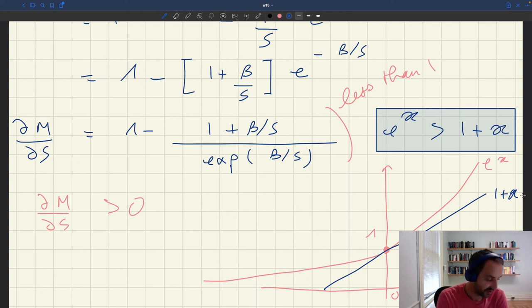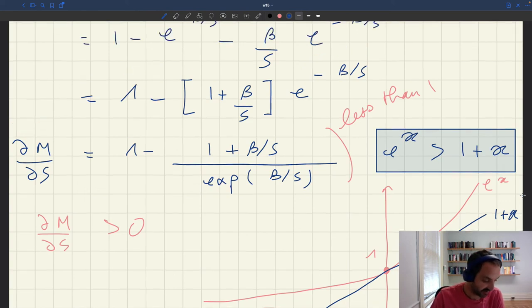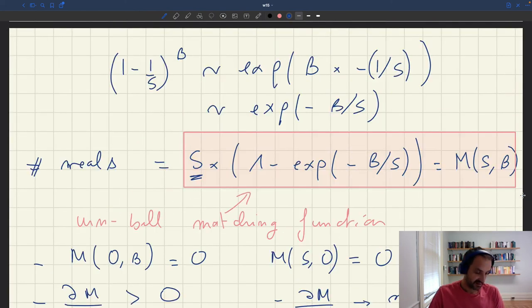And so that allows us to get the properties of the Urn-Ball matching function, which is a very useful function to use when you want a simple microfoundation for your matching process. Now, one thing that you can see from the Urn-Ball matching function is that there are no ways to parameterize it. It's just S times 1 minus exp of minus B over S. Okay? There are no parameters here. And so, of course, it makes it a bit hard to use if you want to calibrate the matching function to match things that you see in the real world, because here there are no parameters to calibrate. So it's a bit of a rigid matching function. And so in practice, we use matching functions that have one or two parameters that can be calibrated.